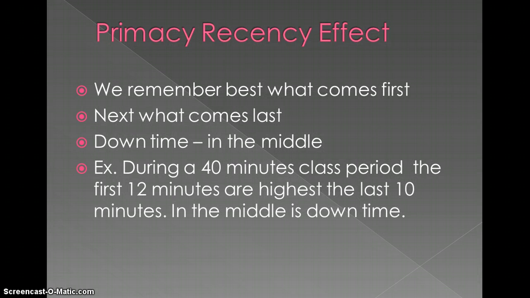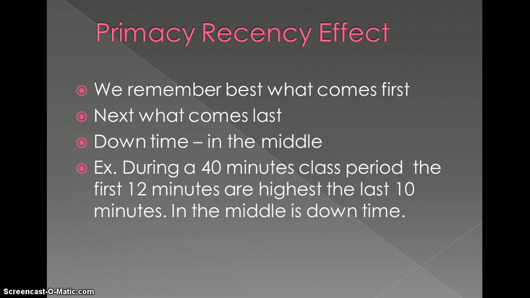Primacy recency effect. Basically, we remember best what comes first and next what comes last. Downtime is in the middle. For example, during a 40-minute class period, the first 12 minutes are the highest, and so are the last 10 minutes. In the middle is downtime. The first 12 minutes are where the most retention takes place, and the last 10 minutes are where the second most retention takes place.